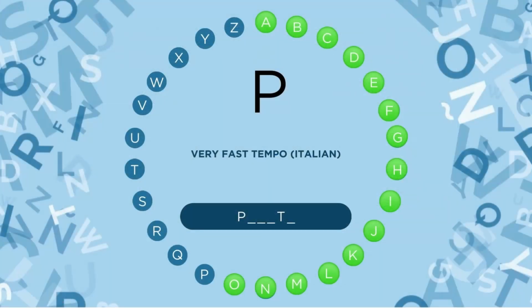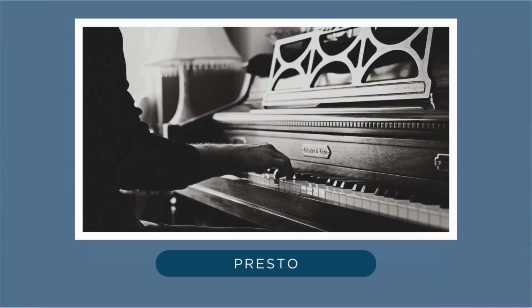Moving on to the letter P, a very fast tempo, Italian, for letter P. And the answer was presto.